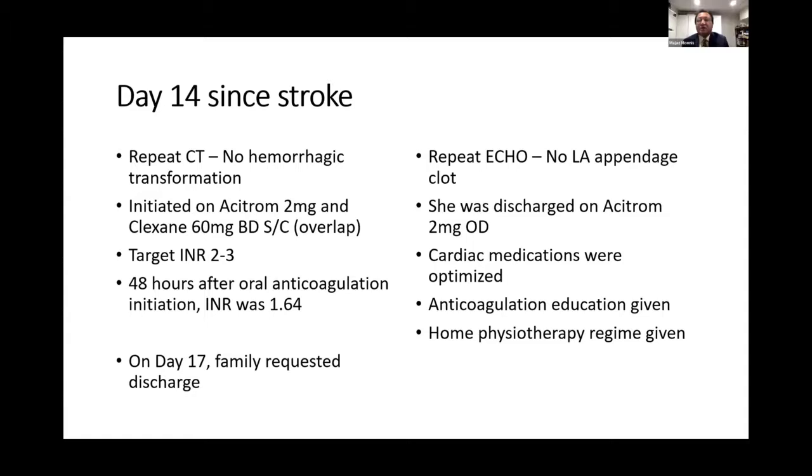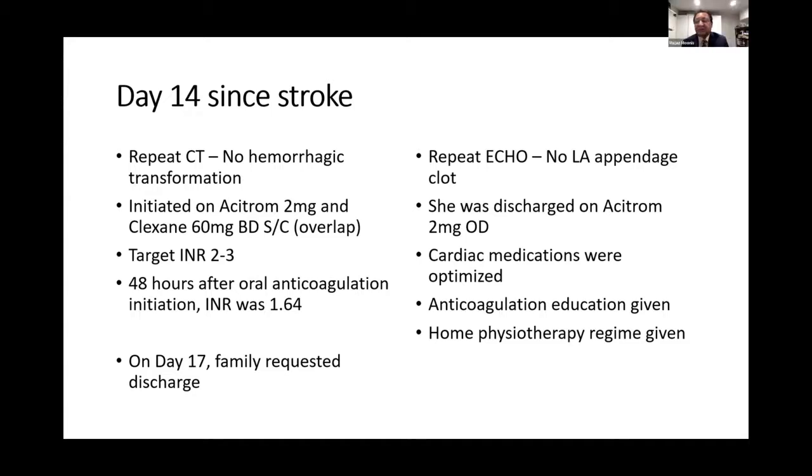I have a quick question here. Did you discharge the patient on a fixed dose of the acetrom? Yes, sir. The patient was discharged on a fixed dose, right? Yes, sir. The patient was discharged on acetrom of 2 mg OD and was advised to follow up 3 days later with the repeat INRs.